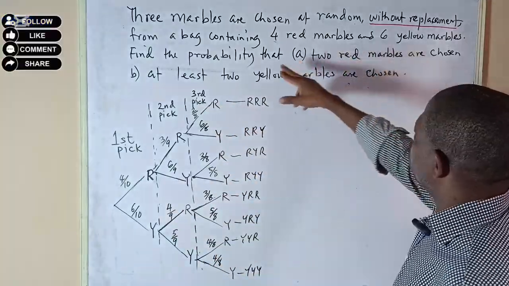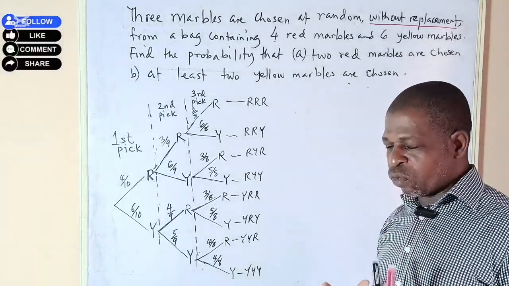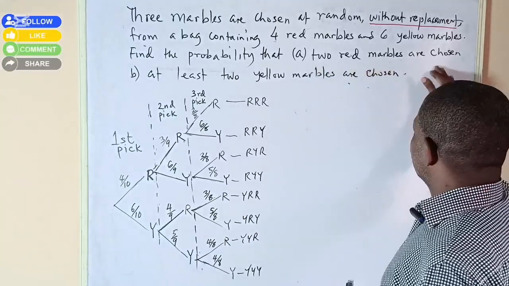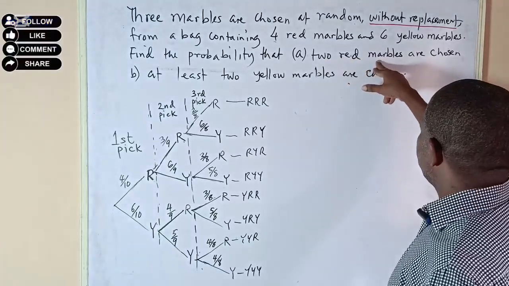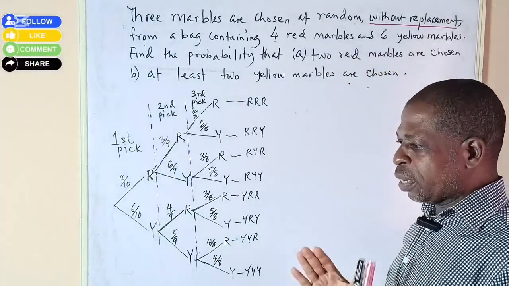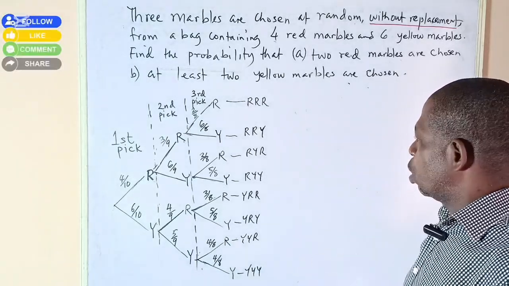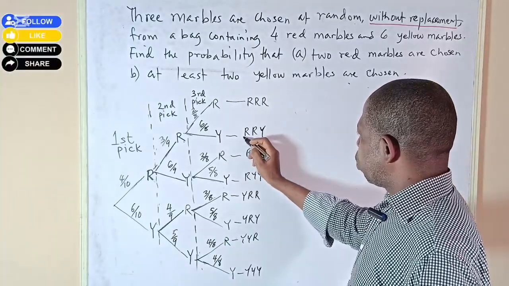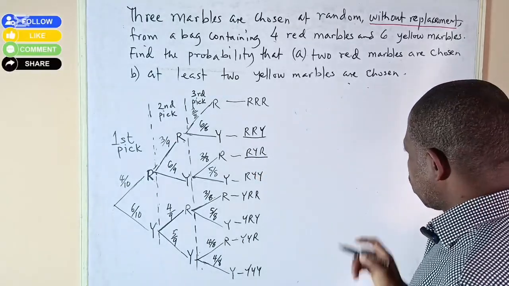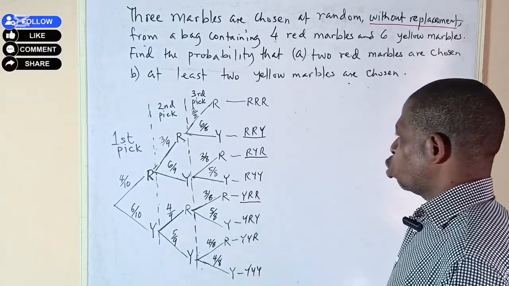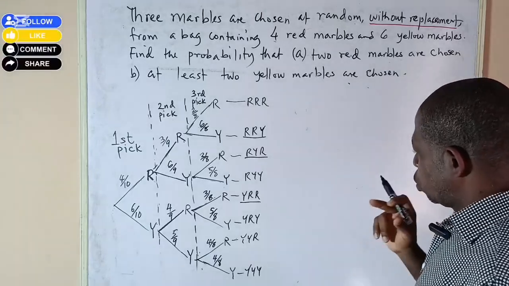If question A says, find the probability that 2 red balls are chosen. Now be very careful. This question is deeper than it's asking on the surface. 2 red marbles are chosen. It didn't say first was red, second was red in a particular order. It just says 2 red marbles are chosen. So the case is this, 2 red marbles. Another case is this, 2 red marbles. Another case is this, 2 red marbles. So there are 3 cases, 3 instances in which 2 red marbles are chosen.